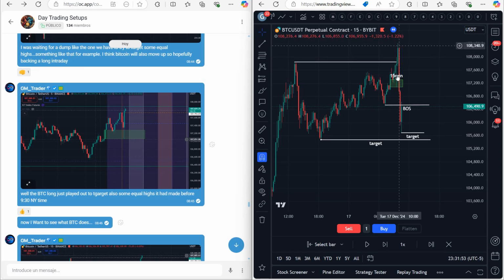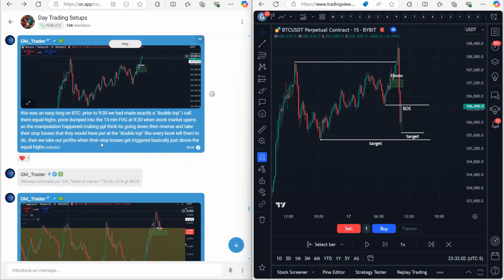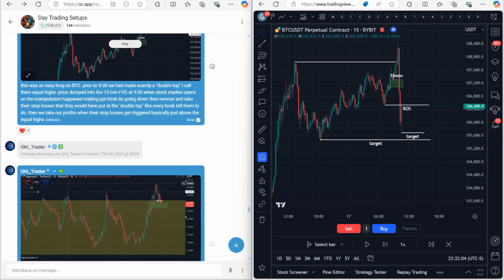Price goes over and collapses powerfully. Price takes the liquidity and collapses powerfully. That's when I realized here. So that's what I was saying. We had a double top, etc., etc.